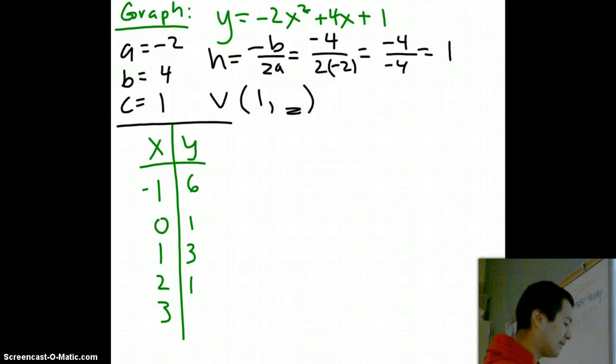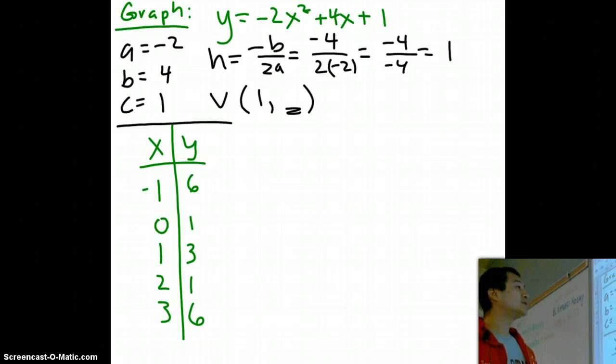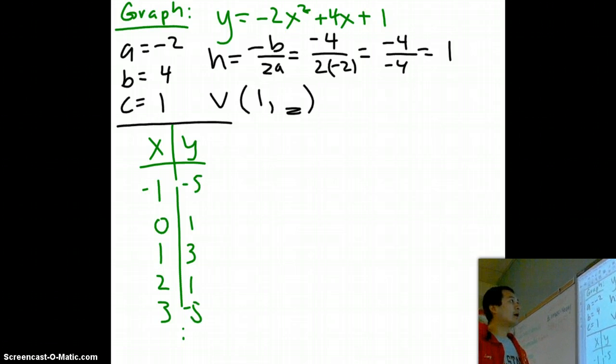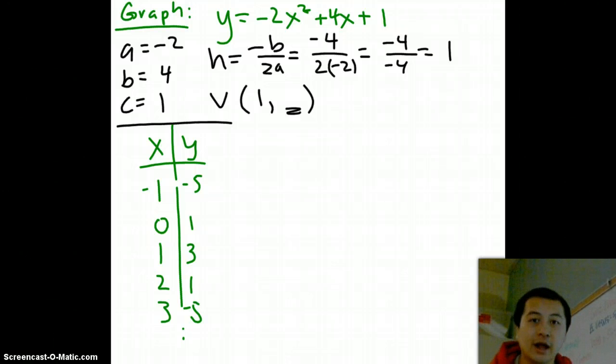I think it's 6. Alright, let me try that and do it in my head real fast. Negative 1 squared is positive 1, negative 2. Negative 2 minus 4 is negative 6. Plus 1 is negative 4. What? Negative 1. Oh, sorry. That should be negative 1, negative 2, 3, 6, 5, negative 5. Let me check again in my head. Negative 1 squared is positive, negative 2, negative 4, negative. I think that's right. Alright, let's graph this.